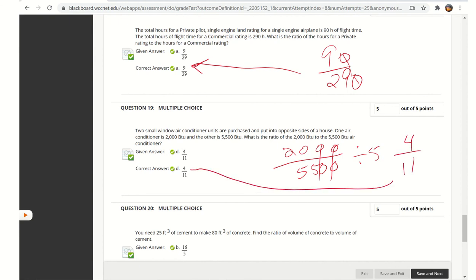There's your answer there. And for the last one, this one was a little bit confusing because they made the statement different than the way they asked the question. It says you need 25 cubic feet of cement to make 80 cubic feet of concrete. Find the ratio of concrete to the volume of cement. So they're asking for the ratio of concrete to cement, which is 80 over 25. You reduce that down, dividing it by 5, that would give you 16 over 5. There's the answer there. Hopefully that helps.